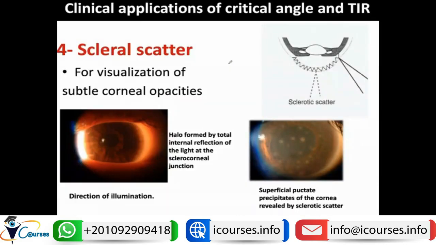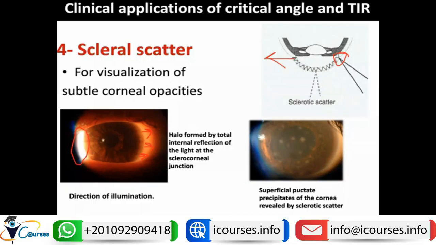Another application of the critical angle is the sclerotic scatter. Sclerotic scatter is a technique of examination in a slit lamp that is used to visualize subtle corneal opacities. This can be done by illuminating the limbus, like here, by projecting the light into the limbus, and then the light will undergo a series of total internal reflections in the cornea, like this. We illuminate the limbus at an angle that is more than the critical angle, so the light will undergo a series of total internal reflections inside the cornea until it emerges from the limbus on the other side. As you can see, this halo is formed by the emerging of the light from the other side of the limbus.